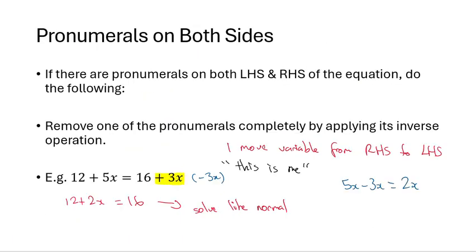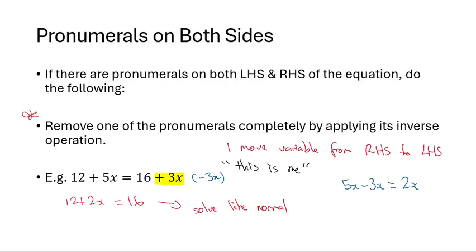This is chapter 7D. What happens if there are pronumerals on both sides? Okay. So this is all you have to do. Remove one of the pronumerals completely by applying its inverse operation. Literally, that's all you have to do. Okay. So this is what I typically do.